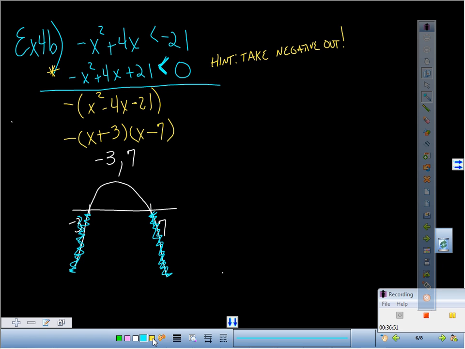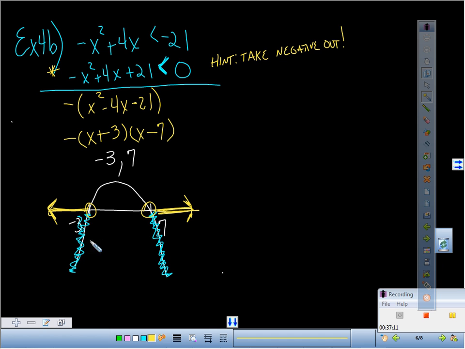Okay? Now, here's the big question. Where are the x's that give you that part of the parabola? Are they in the inside or on the outside? On the outside. So this is my solution. Does it include those points, -3 and +7? It's not equal to up there, so that should be hollow dots. That's only when you're graphing the parabola.